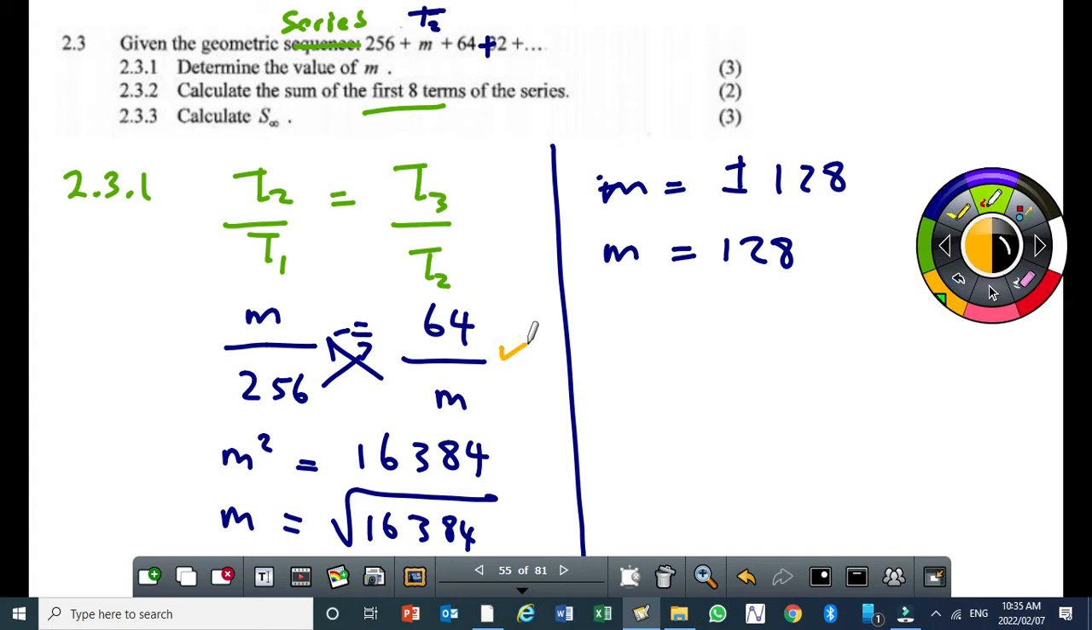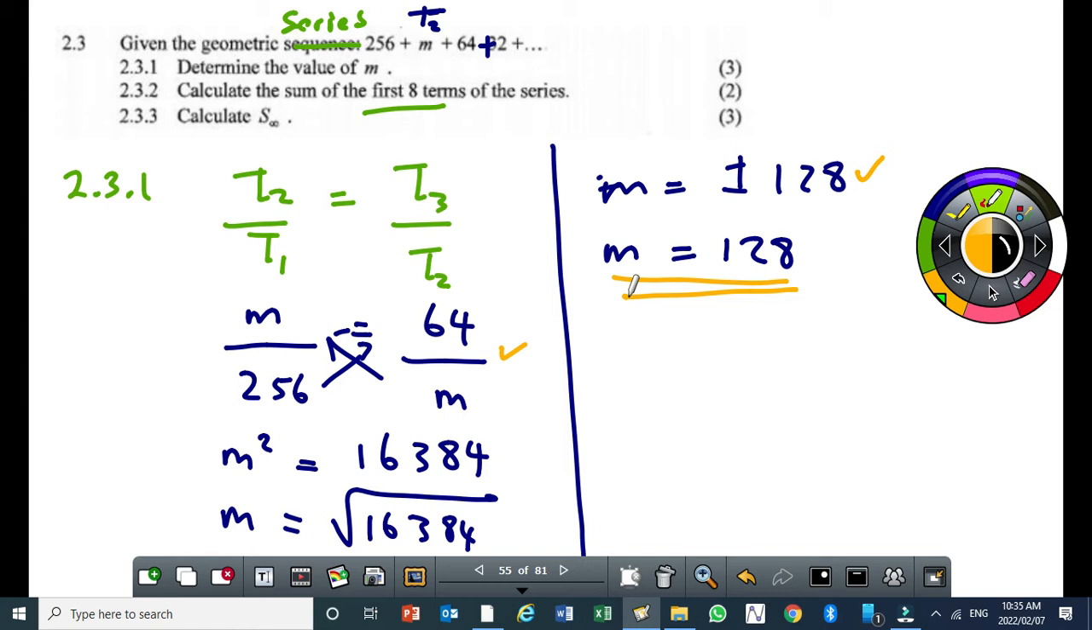Then we solve that equation. It's quadratic because when you cross multiply, m by m will give you m squared. Then 256 times 64 will give you 16,384. Then you square root both sides, you will get plus or minus 128. Since we get 2 values of m, we have to make a choice. If you look at the series, it has positive terms, so it makes sense to choose the positive of the 2. So our m is going to be 128.